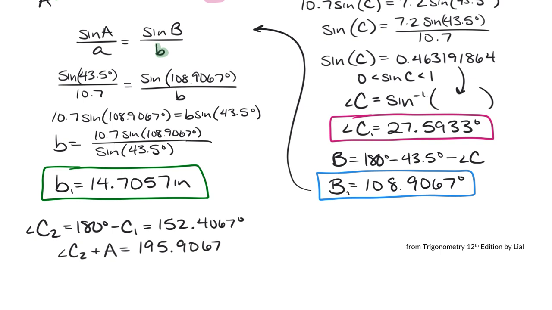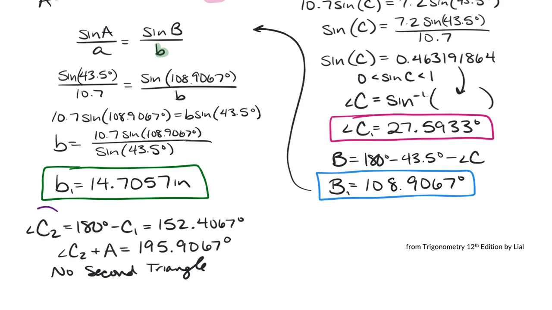195-ish, yeah? Can there be 195 degrees in a triangle? No. So since this doesn't make sense, since this number is bigger than 180 degrees, there is no second triangle. And we're off the hook. If there was a second triangle, you'd repeat all of the steps.